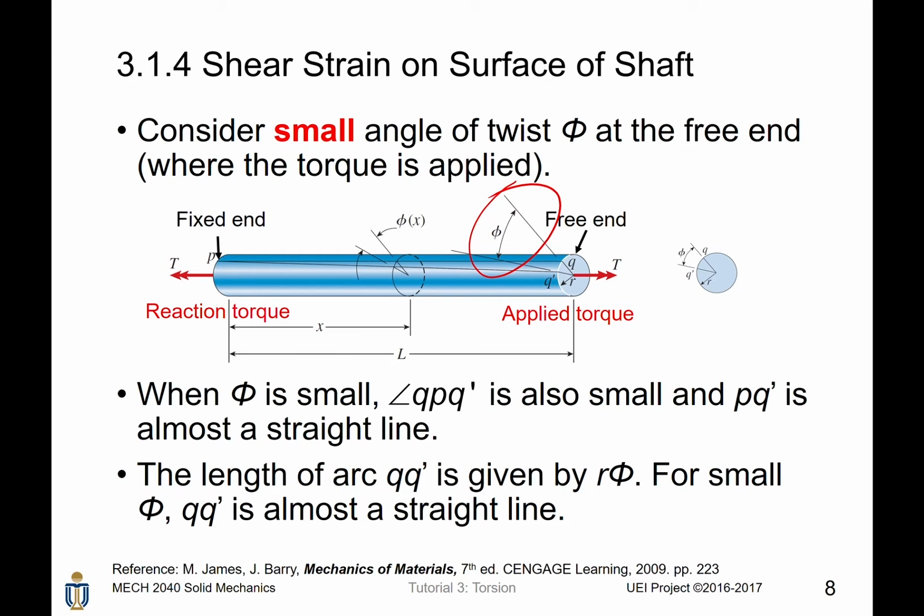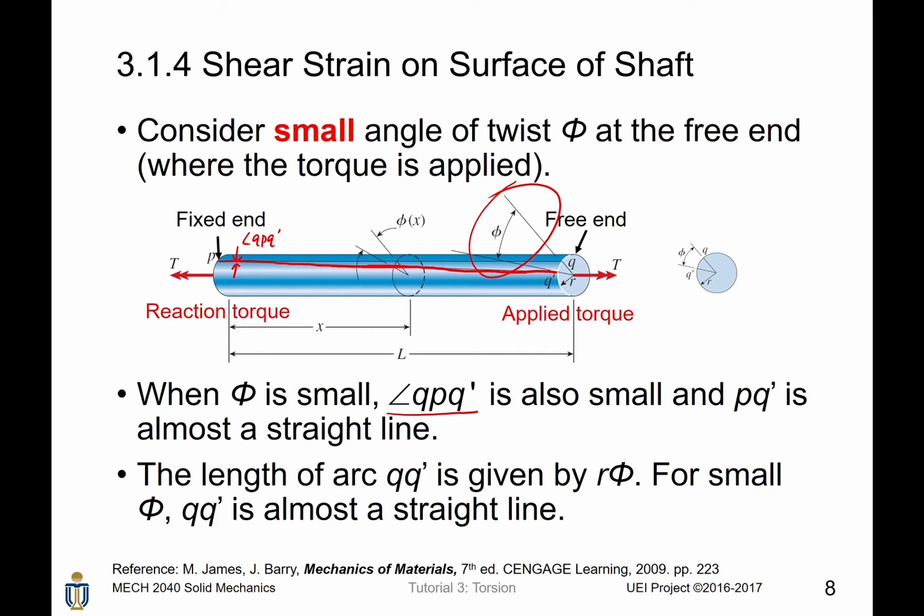Notice that in this diagram, the size of phi is highly exaggerated. In reality, the size of phi is often very small. When this angle is small, the angle QPQ prime is very small, and the line PQ prime, which is this line, is almost a straight line. Then we consider this free end.